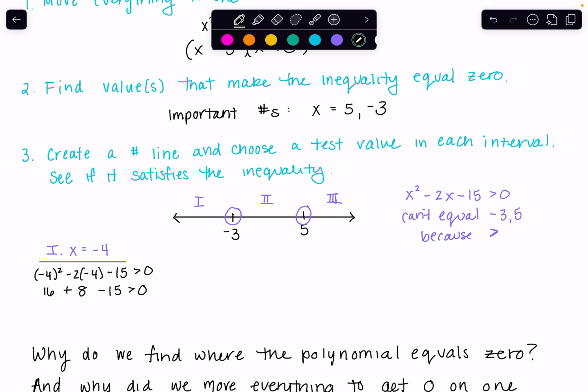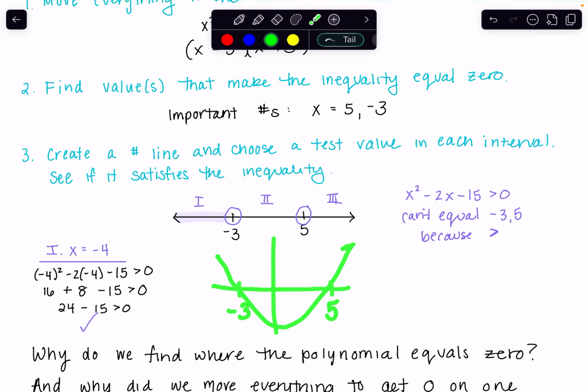I don't really care about simplifying this whole thing. But if I do 16 plus 8, that gives me 24. 24 minus 15 is definitely greater than 0. I don't care what that actually equals. I just know it definitely works. So that tells me this whole interval works. So any number I picked, I would have gotten that. Okay. And again, that's because of what our graph looks like. My zeros are negative 3, 5. It's a quadratic. It looks something like this. Yes, over here is where my function is positive.